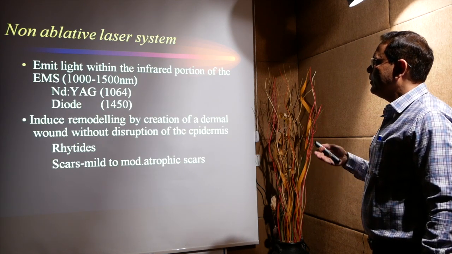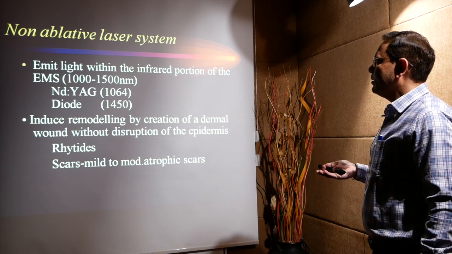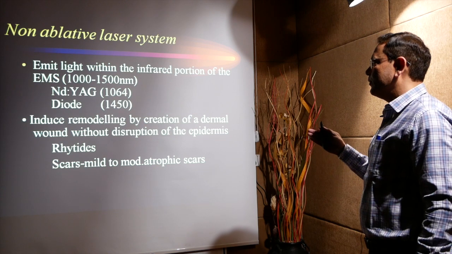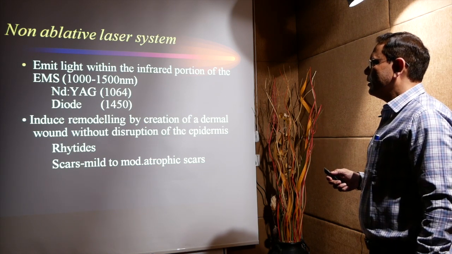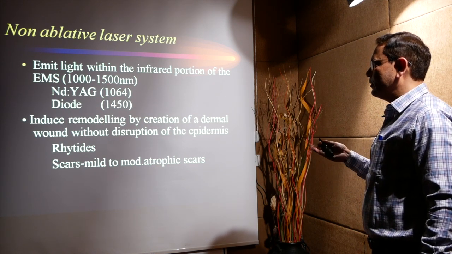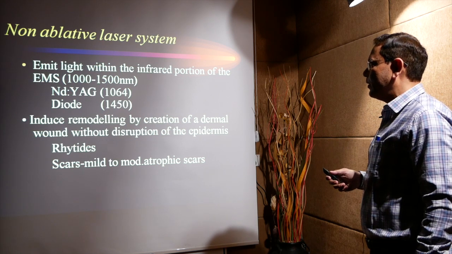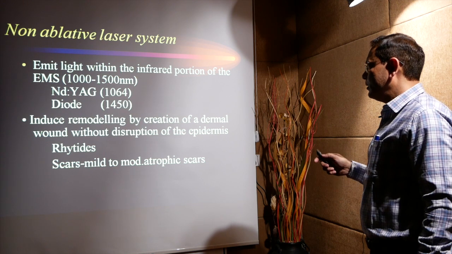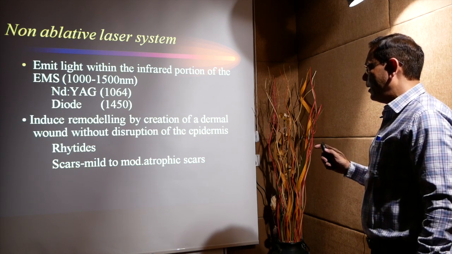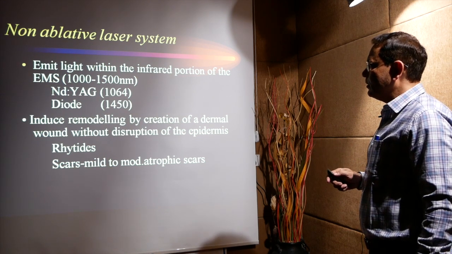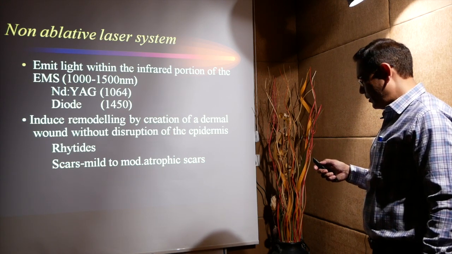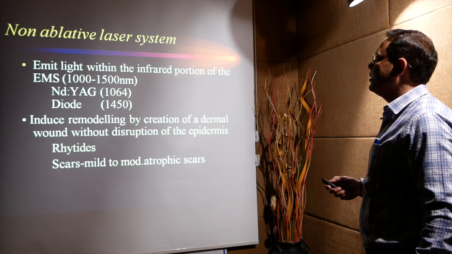Now, the non-ablative laser systems. So, these emit light within the infrared portion of the electromagnetic spectrum, that is 1000 to 1500 nanometer. The common examples are Nd:YAG laser 1064 and the diode laser 1450. These induce remodeling by creation of a dermal wound without the disruption of the epidermis. So, as such, the indications are rhytids and the scars, mild to moderate atrophic scars, can be treated with non-ablative laser systems.